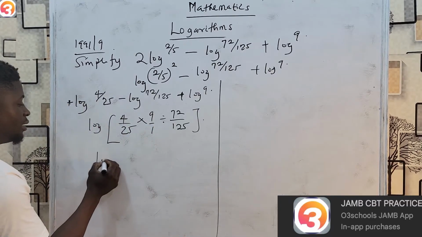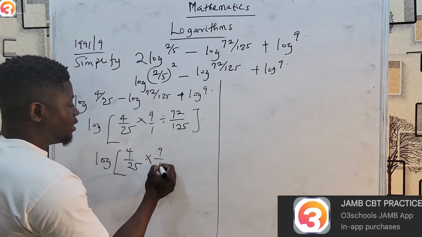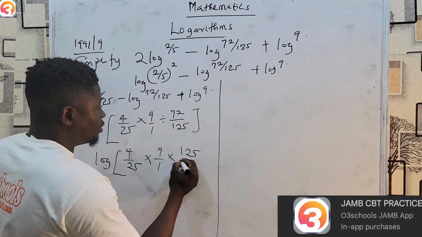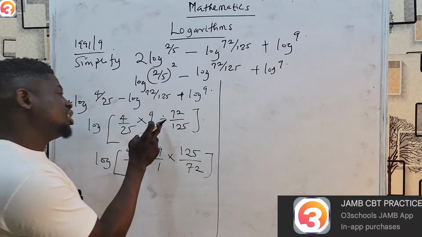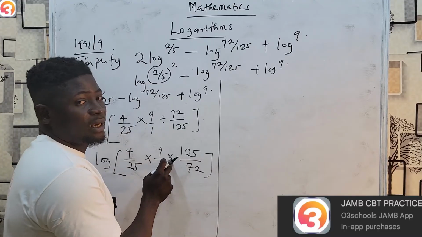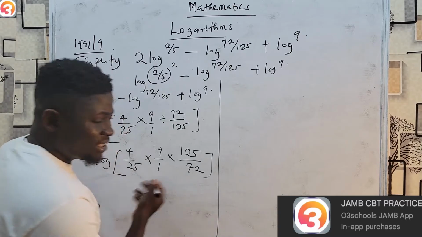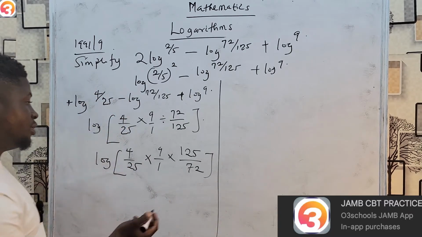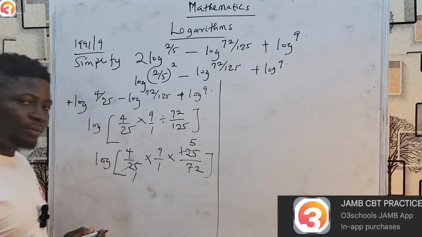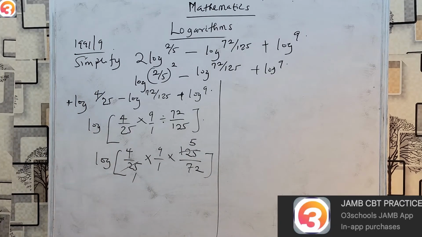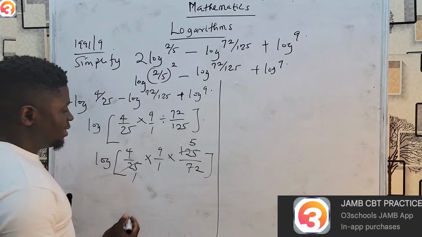So I'm going to have logarithm of 4 over 25 times 9 over 1, then times 125 over 72. Understood why it came up, right? Because if I'm changing this division sign to multiplication sign, we have to invert the fraction. So now we can decide to reduce this fraction to the barest minimum. 25 here 1, 25 here 5. 25 times 5 is 125.